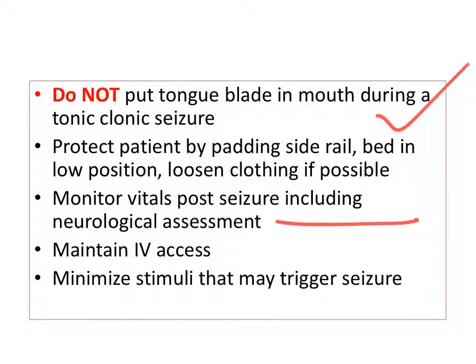Maintain IV access. If the patient goes into status, the 2 medications that they give are typically Valium or Ativan, and you want to make sure these medications are typically given by an IV route, and if your patient does not have IV access, then it will slow their treatment. Minimize stimuli that might cause a seizure. Remember, we said there could be some things that bring on or evoke a seizure.